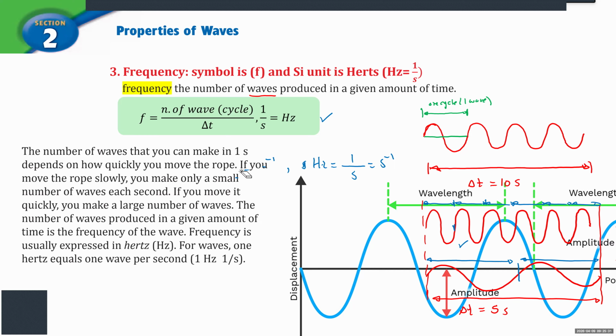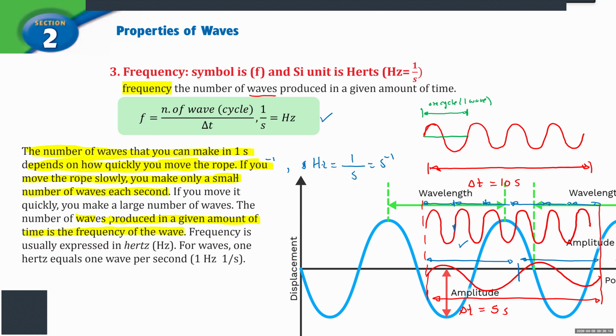The number of waves that you can make in 1 second depends on how quickly you move the rope, how quickly you shake your hand. If you move the rope slowly, you make only a small number of waves in 1 second. If you shake your hand with the rope slowly, fewer waves are produced. If you move it quickly, you make a larger number of waves.